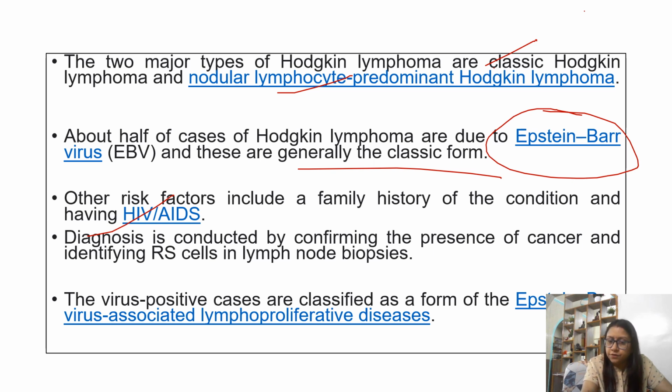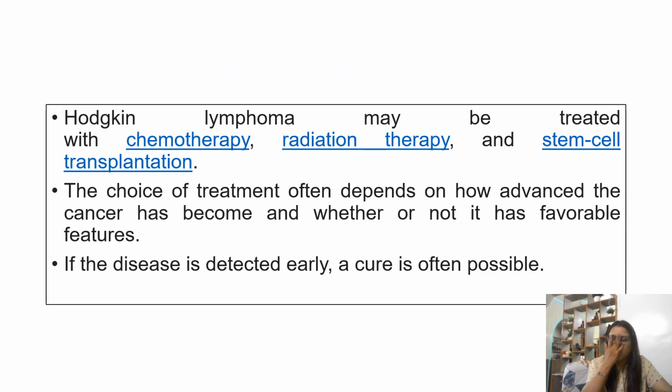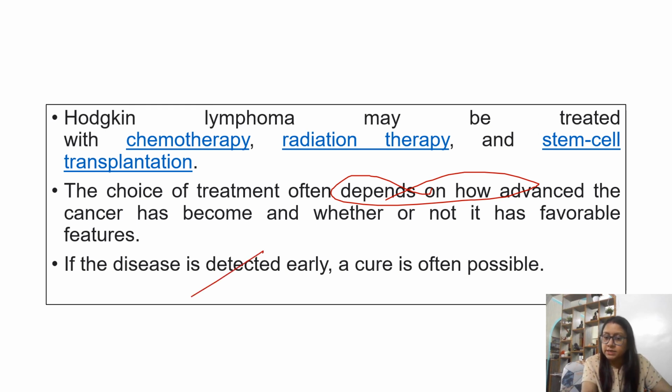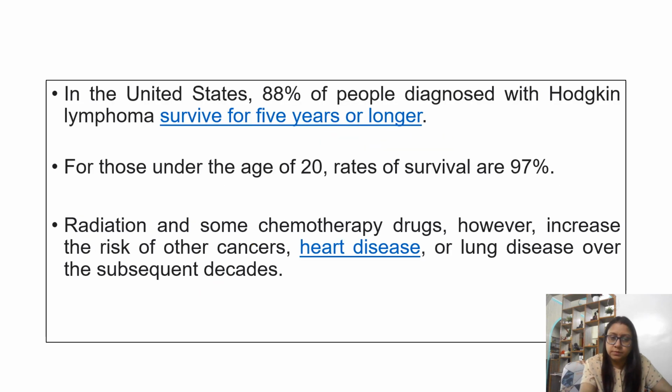Diagnosis is how you confirm it: confirming the presence of cancer and identifying Reed-Sternberg cells in lymph node biopsy. The virus associated cases can be classified as Epstein-Barr virus associated lymphoproliferative disease. Now this Hodgkin's lymphoma may be treated with chemotherapy, radiation therapy or stem cell therapy. The choice of treatment will depend on how advanced the cancer has become and whether it has favorable features or not. If we can detect the disease early, cure is often possible.